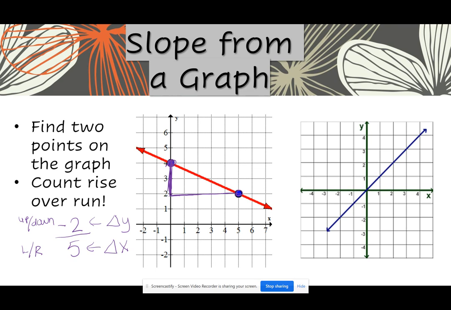And then just like when we were graphing points, up gives us a positive sign, down is negative, left is negative, and right is a positive sign. So our slope here is negative 2 over 5.